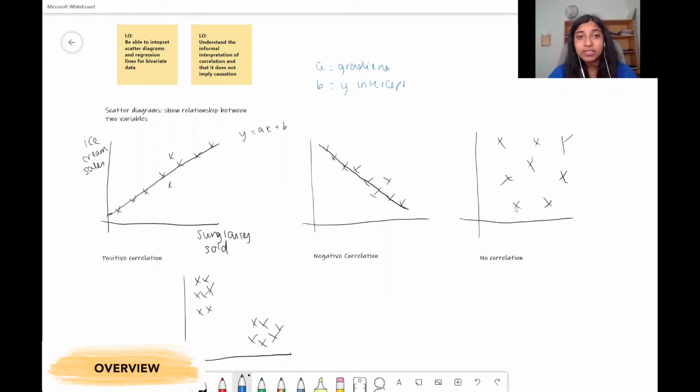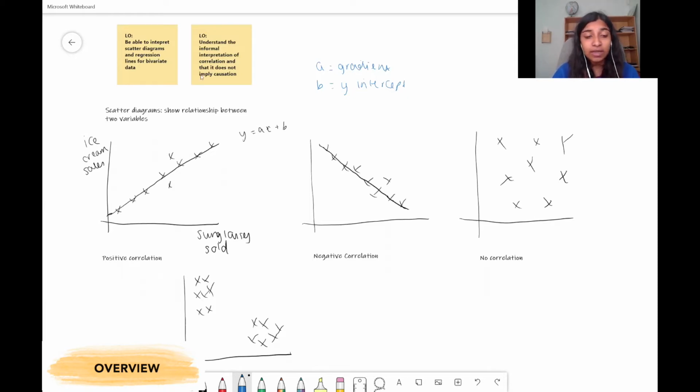So firstly, you just need to know what a scatter diagram is. Scatter diagrams show the relationship between two variables, and we quite often describe this relationship using the term correlation. Correlation is just suggesting whether there's any relationship between the two variables. There are different types of correlation you can have, and different types of scatter diagram which show these correlations.